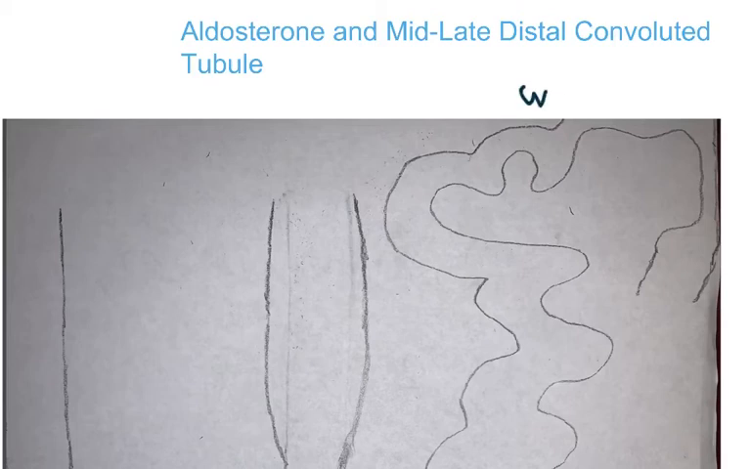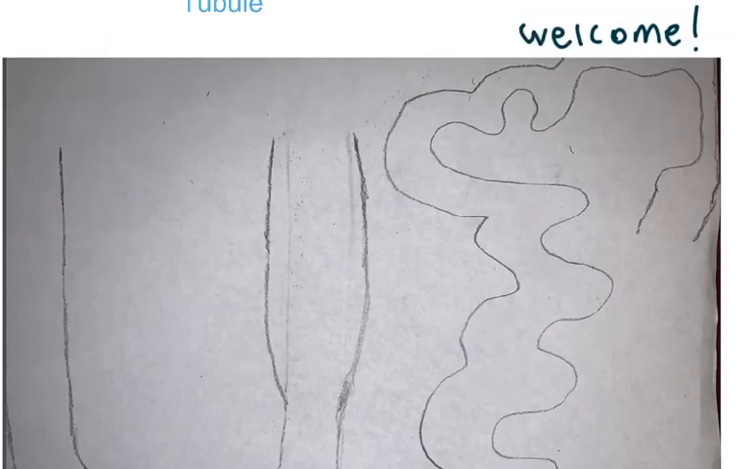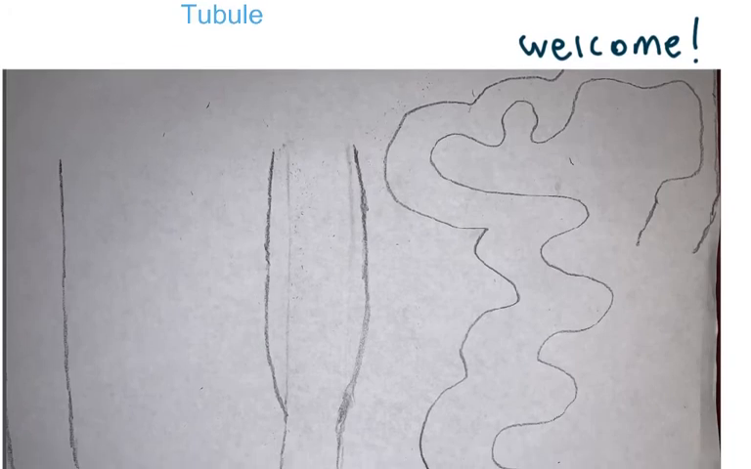Alright guys, welcome back to Underground Science, and in this video we'll be looking at aldosterone and the mid to late distal convoluted tubule in our nephron. Alright, so let's go and get started. So we looked at the loop of Henle in the last video. This video will look at the distal convoluted tubule, in particular the mid to late distal convoluted tubule.